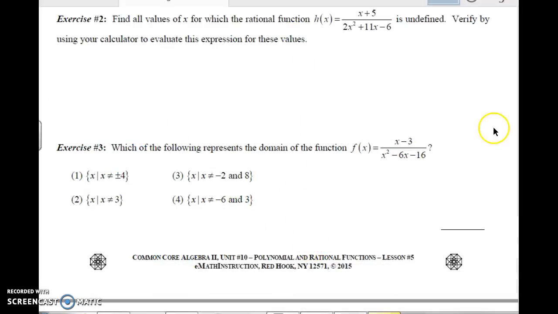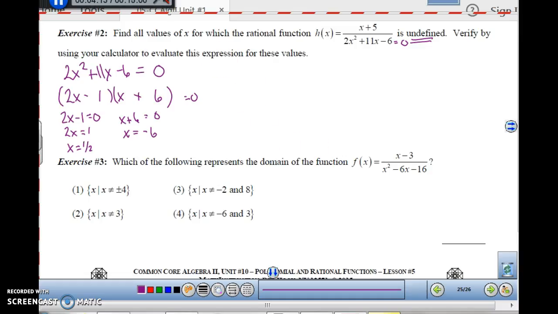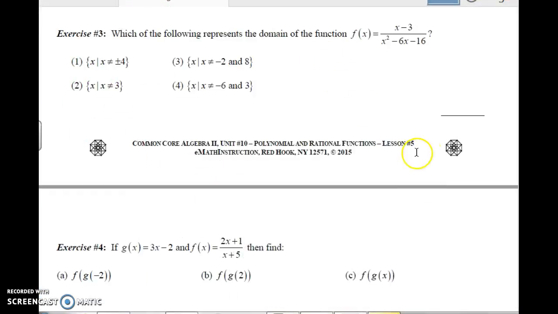So for exercise 3, which of the following represents the domain of the function f of x equals x minus 3 over x squared minus 6x minus 16? So why don't we save this one for class? We'll go over undefined for that one, and we'll move on to the next problem.